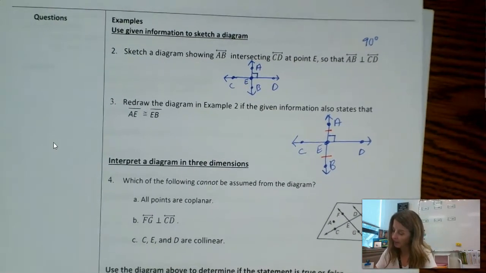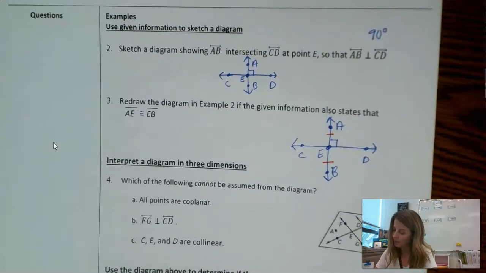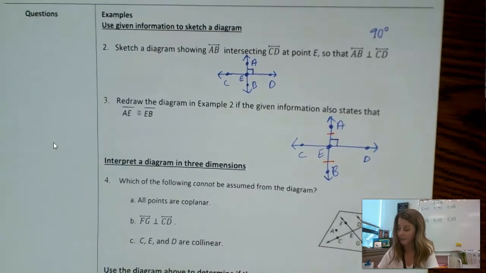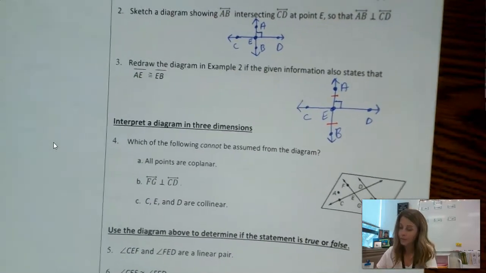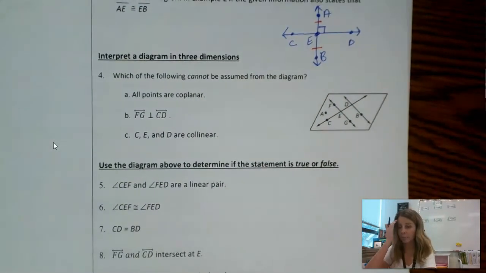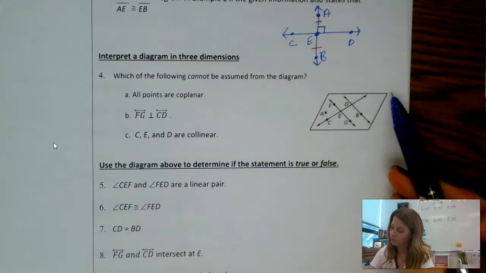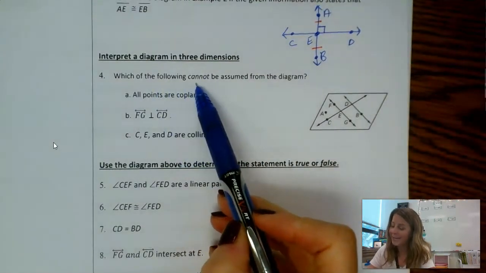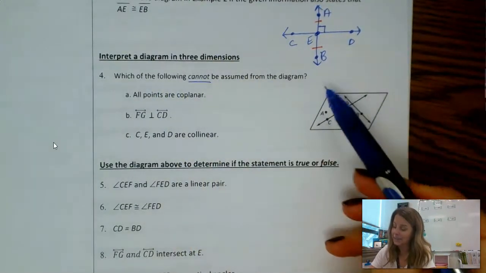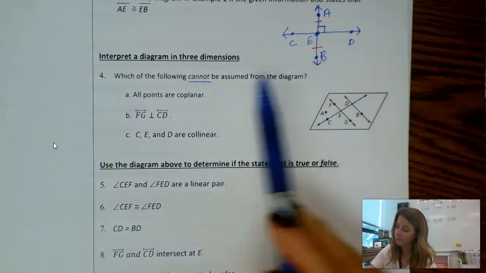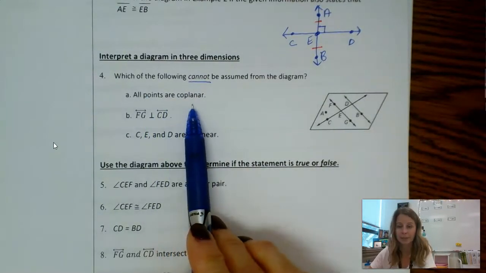Okay, let's look at maybe number 4 together, and then I'll have you guys wrap up with 5 through 10. All right, interpret a diagram in 3 dimensions. Which of the following cannot be assumed from the diagram? So all points are coplanar.